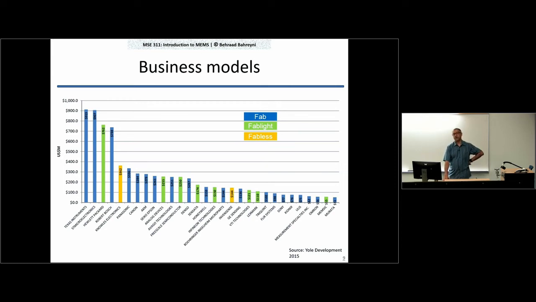Most of the MEMS startups are usually fab light. There is usually a trick that you have in order to start a company. And the big ones are either fab or full fab or fabless.